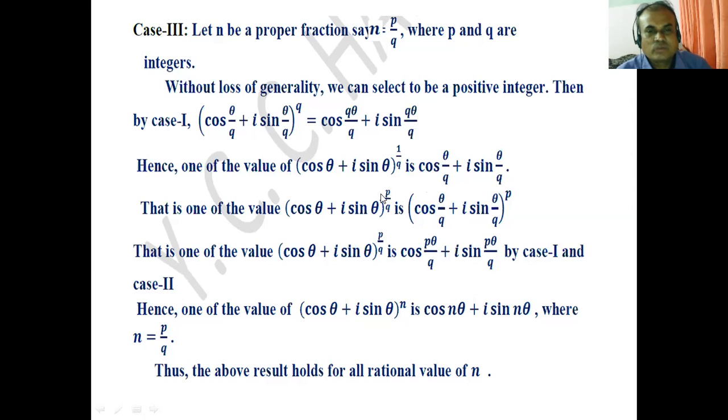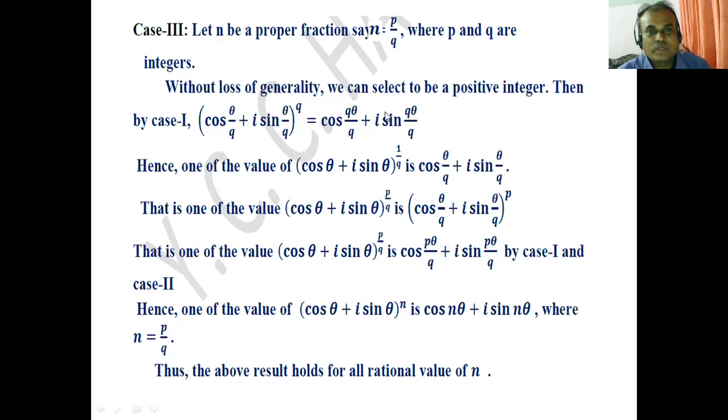First we write 1 by q, and then raise to the power p, and that is one of the values of (cos theta plus i sin theta) raised to p by q. Again we use that for positive integers the theorem is valid, and therefore it is cos p divided by q into theta plus i sin p divided by q into theta. By case first and case second, one of the values of (cos theta plus i sin theta) raised to n is cos n theta.